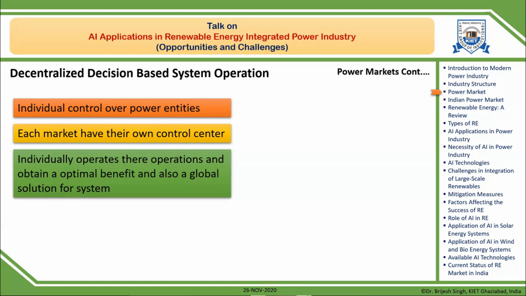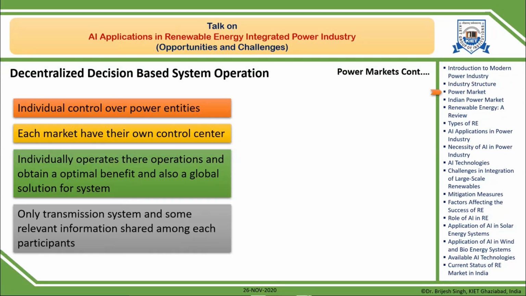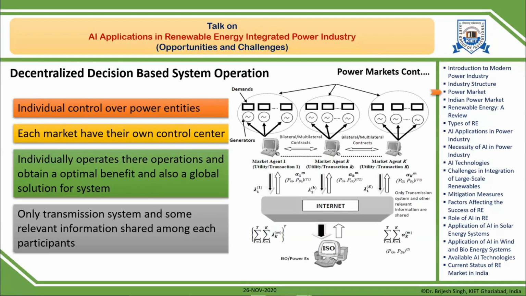Each and every stakeholder has an opportunity to optimize their own profit, their own benefit. Here they are not optimizing the benefit or profit for the entire system. They are optimizing their own benefits, but one thing should be assured: their technical constraints should be under control and as directed by the common control center. So only the transmission system and some relevant information are shared among the participants. That is the major beauty of the decentralized method.